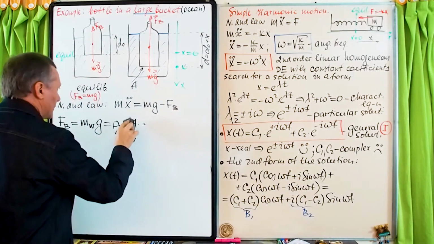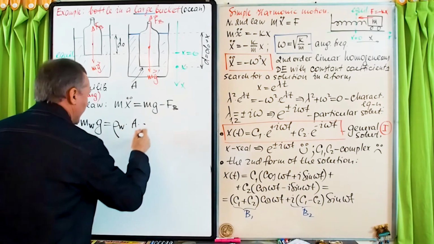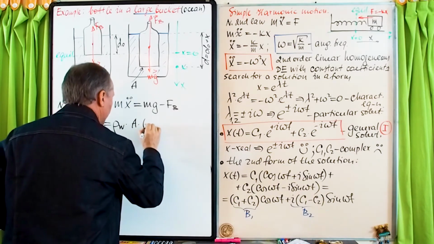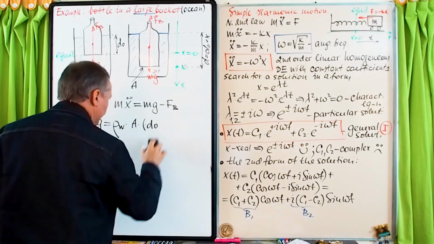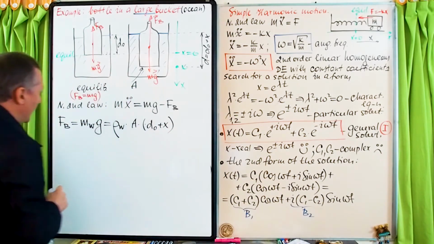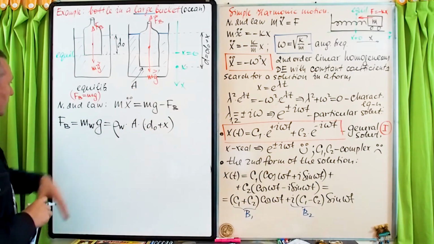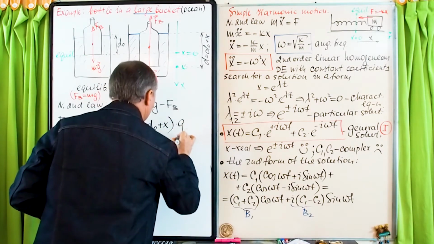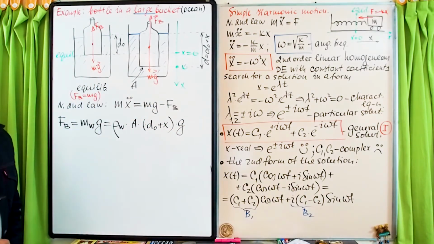You know what? Let me use, no, I don't want to use this bracket. I will use bracket only here for d naught plus x. Wait. D sub 0 plus x, right? And so volume, density, and times g. So that's the buoyant force.